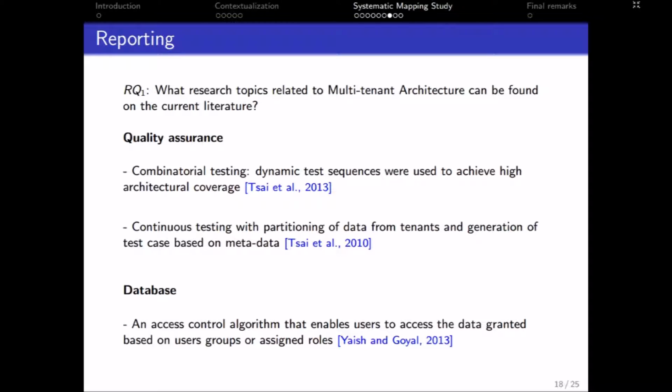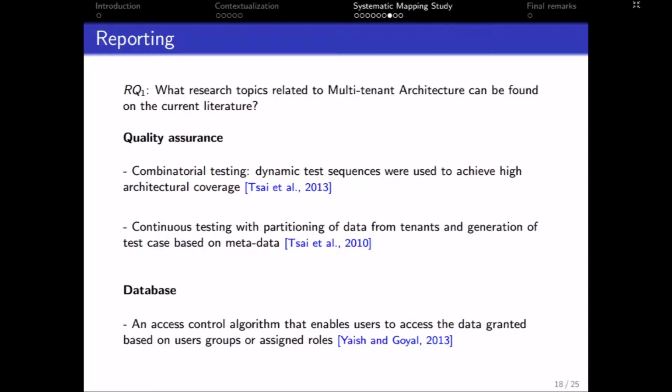Quality assurance is a promising research topic in multi-tenant architecture that includes testing strategies, metrics, and quality criteria, and alternatives related to security. For Tsai et al., one of the main challenges in the testing activity of multi-tenant SaaS applications is to deal with the large set of composition possibilities and interactions among components. They provided a combinatorial testing approach to generate dynamic test sequences and achieve a high structural coverage.